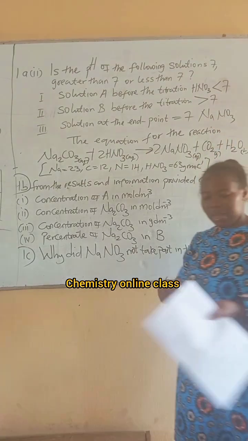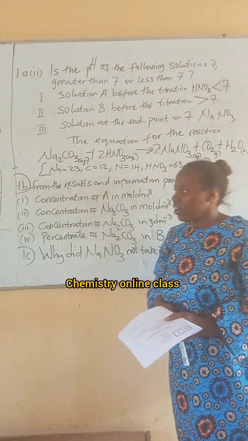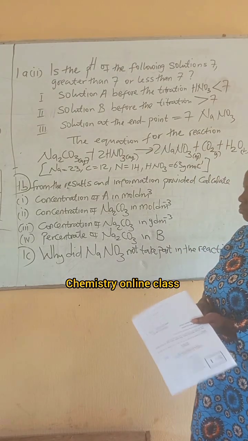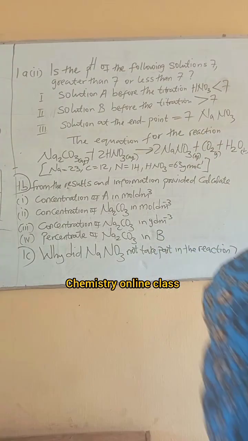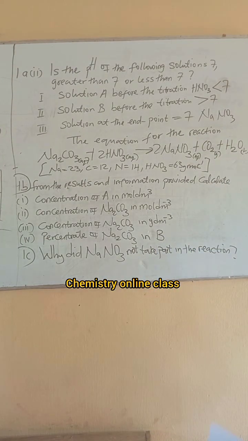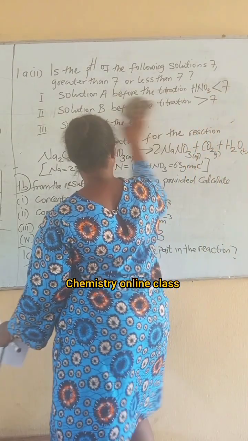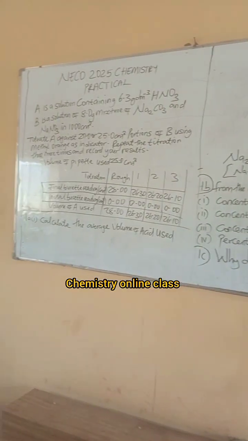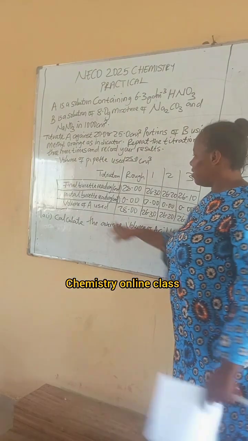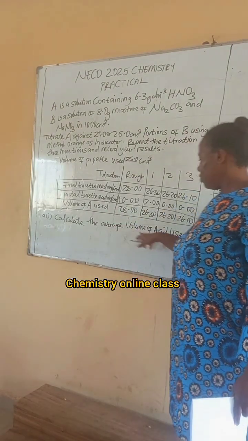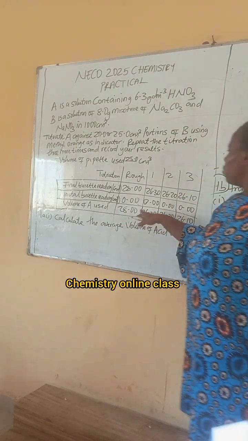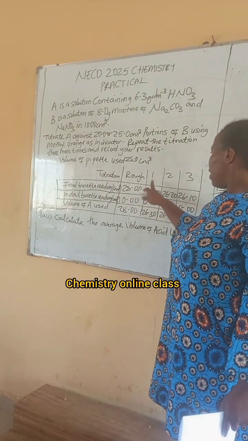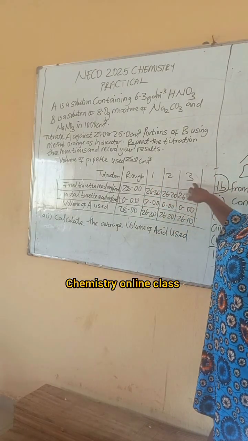NaNO3. Now back to question A: calculate the average volume of A used. Let's quickly do that. So this is our table. We are asked to calculate the average volume of A used. This is our rough, and we have the first titre, second titre, and third titre.